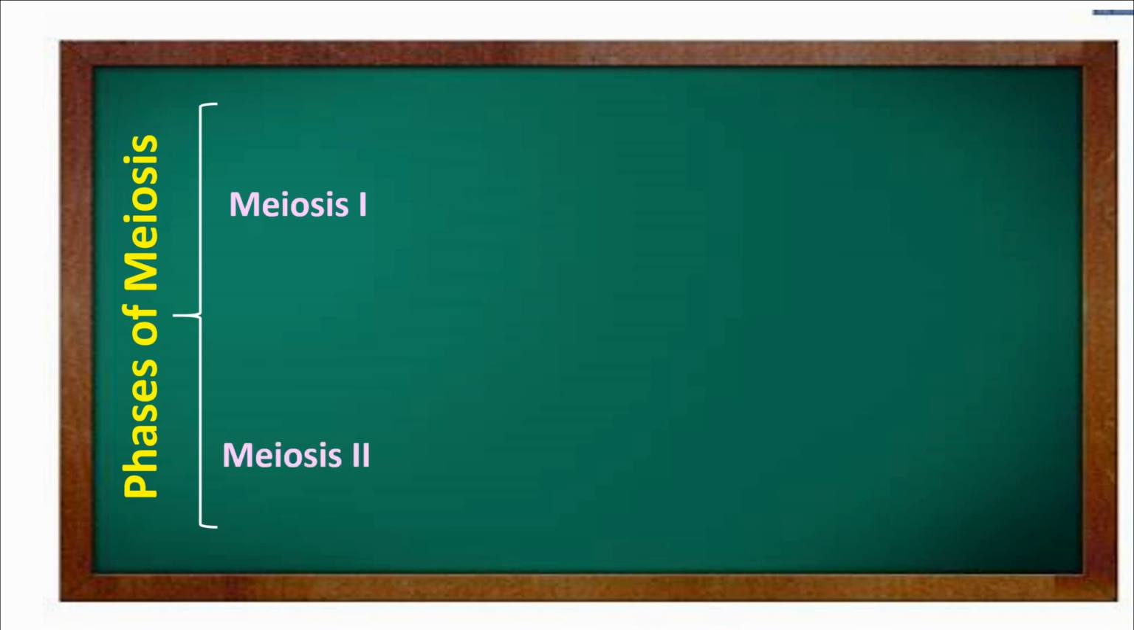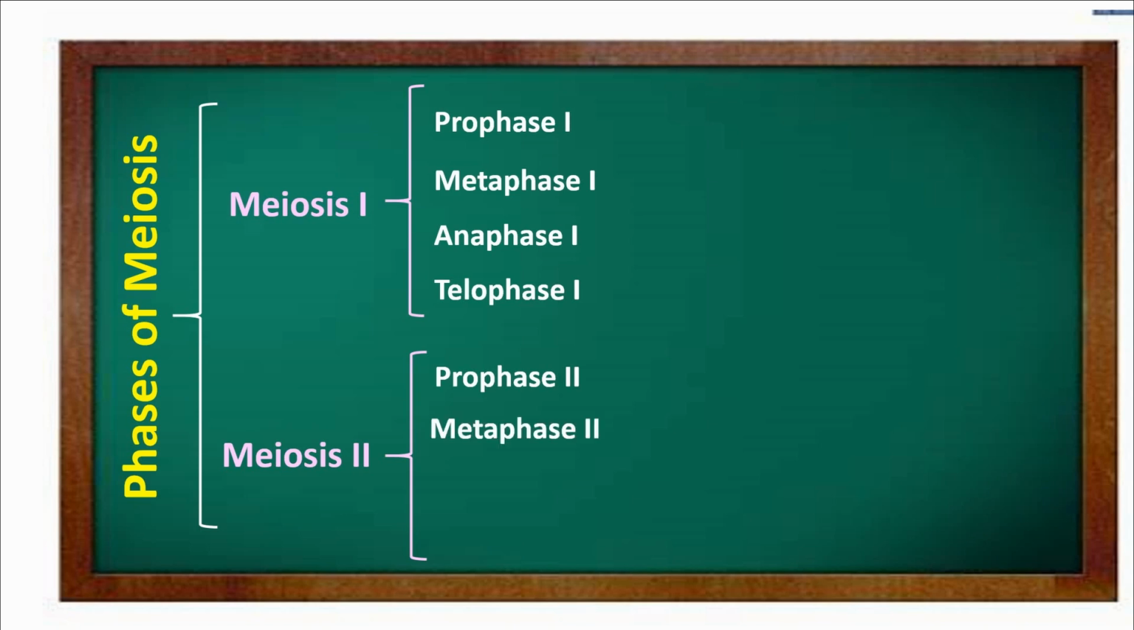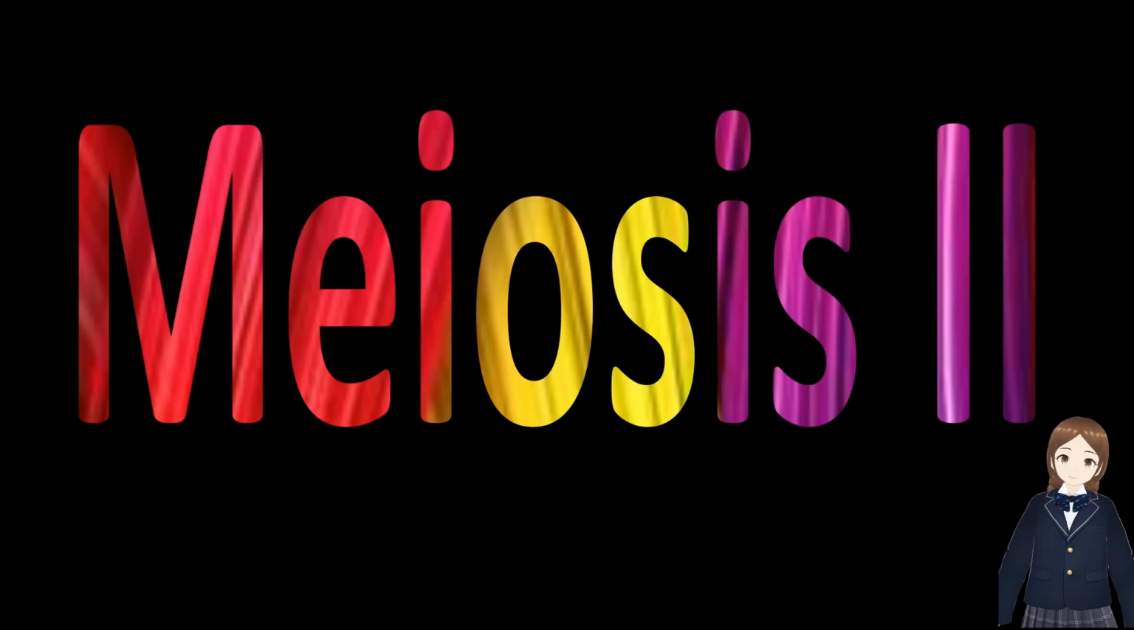Phases of meiosis. Meiosis has two parts, meiosis I and meiosis II. Meiosis I can be divided into four phases: Prophase I, Metaphase I, Anaphase I, and Telophase I. Meiosis II can be divided into four phases too: Prophase II, Metaphase II, Anaphase II, and Telophase II.